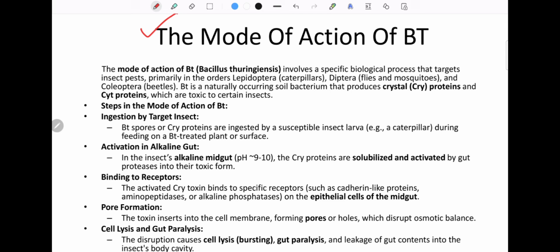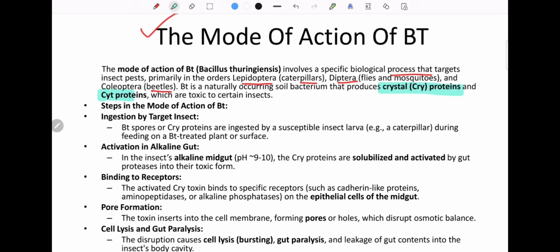So the mode of action of Bt involves a specific biological process that targets insect pests primarily in the orders Lepidoptera, that means caterpillars, Diptera, that means flies and mosquitoes, and also Coleoptera, that means beetles. Bt is a naturally occurring soil bacterium that produces crystals. Which type of crystals? Like the proteins. It's crystal Cry proteins, which are toxic to certain insects.